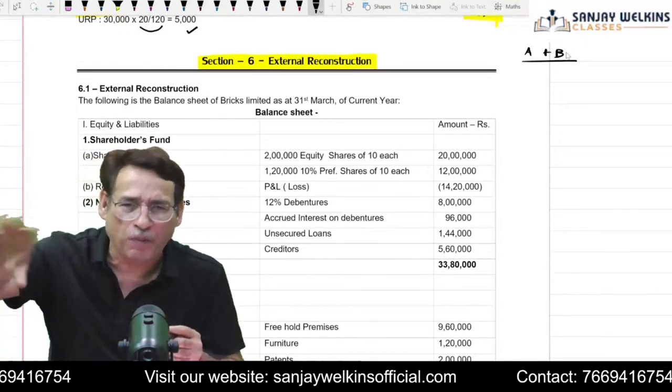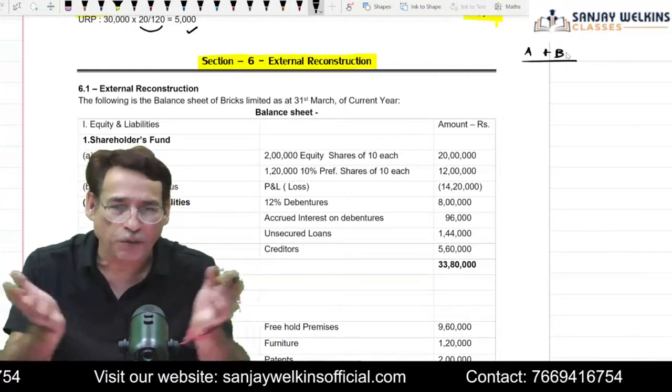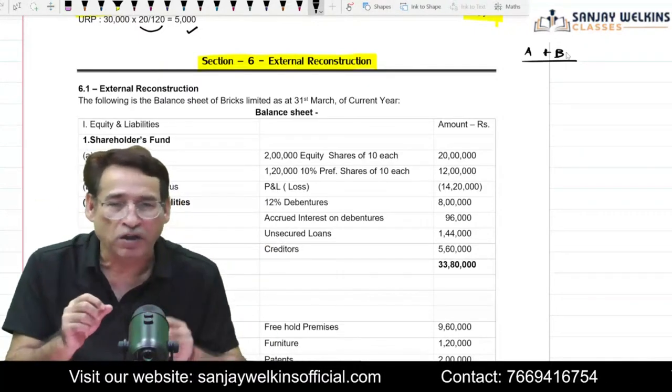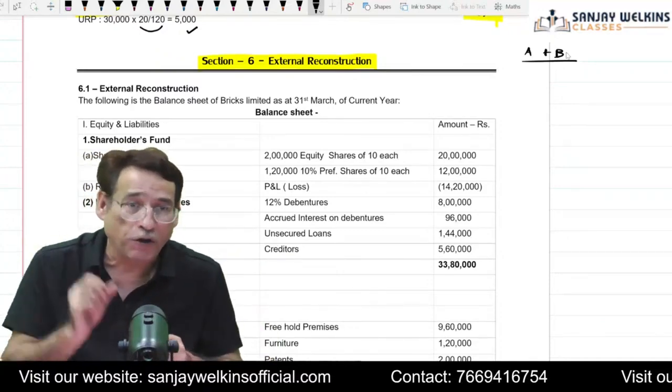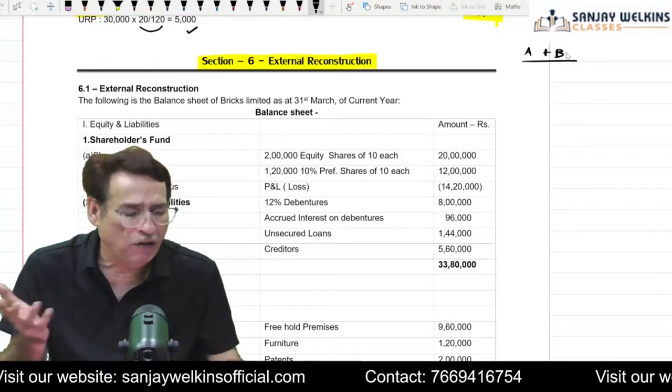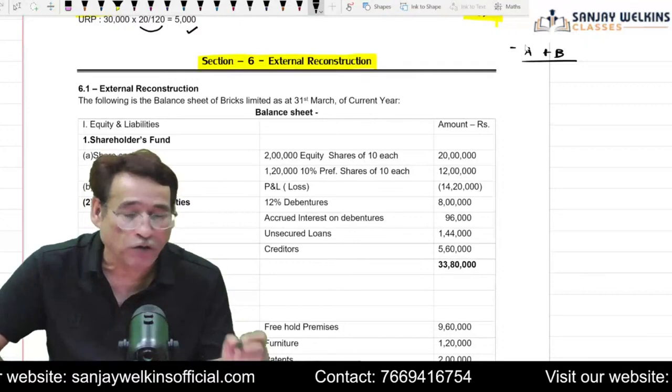Just to derive some mileages. For example, when two or more companies amalgamate into a single unit, they will have a monopoly in the market. They will have what we call long run cost economies, which you have already studied. Anyway, there are several advantages. We are not concerned with economics at this particular moment. This is what we mean by amalgamation.